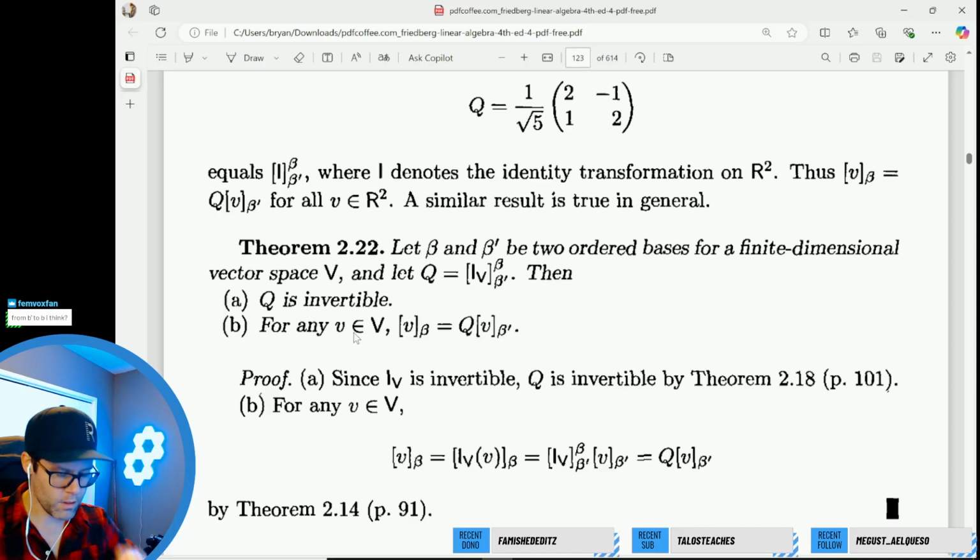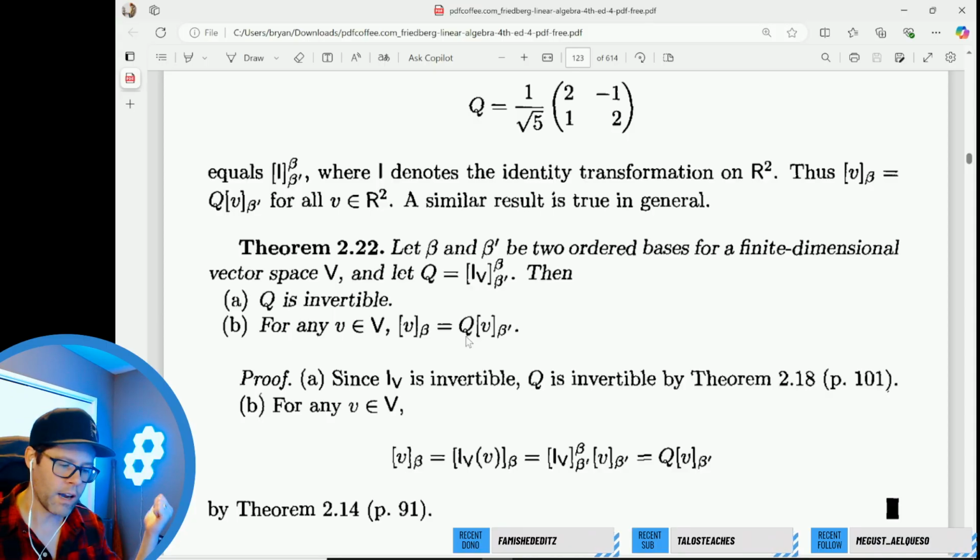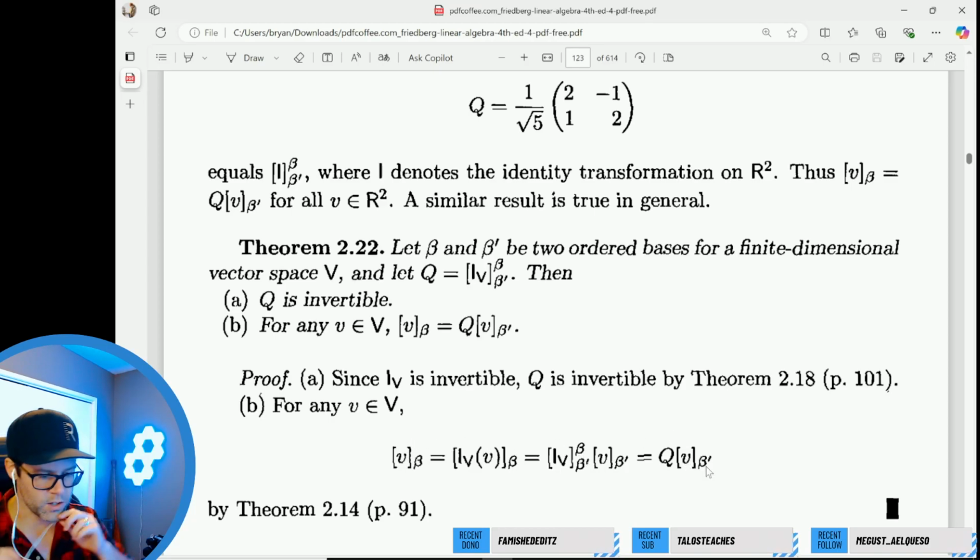For part B, they're saying that if I take a vector in V and I express it in terms of its coordinate vector, this should be equivalent to expressing V with respect to basis B prime and multiplying it by Q. So Q is this transition matrix that transitions a vector with respect to B prime into the vector with respect to the B basis, or the beta basis. Okay, that makes sense. This is a little bit of that structure that Gumboy had set up for us over the last couple of presentations, right? So that's our proof for part B.